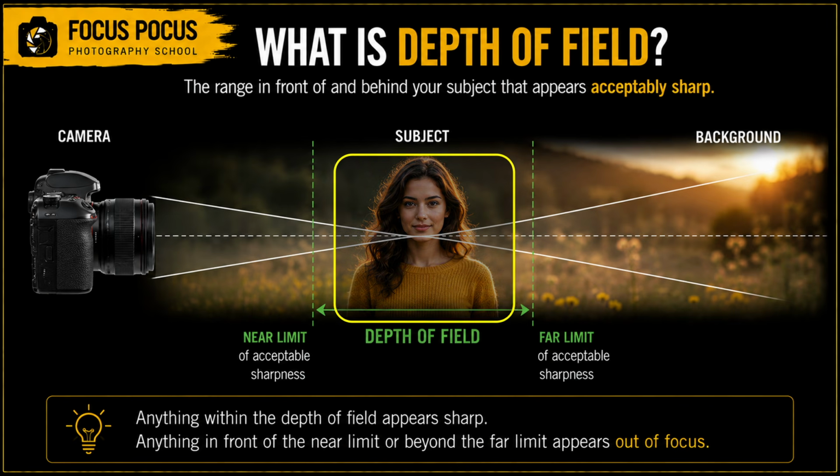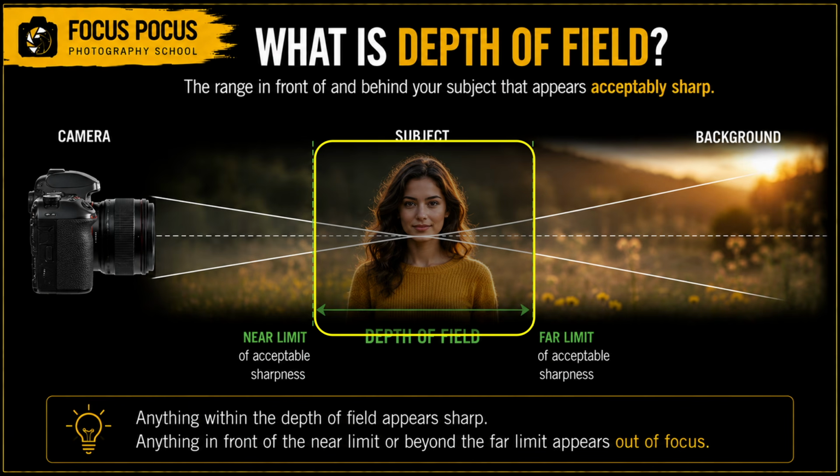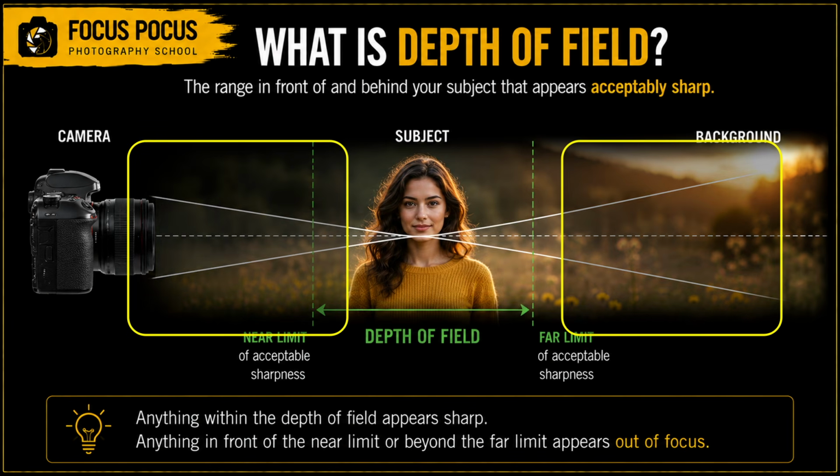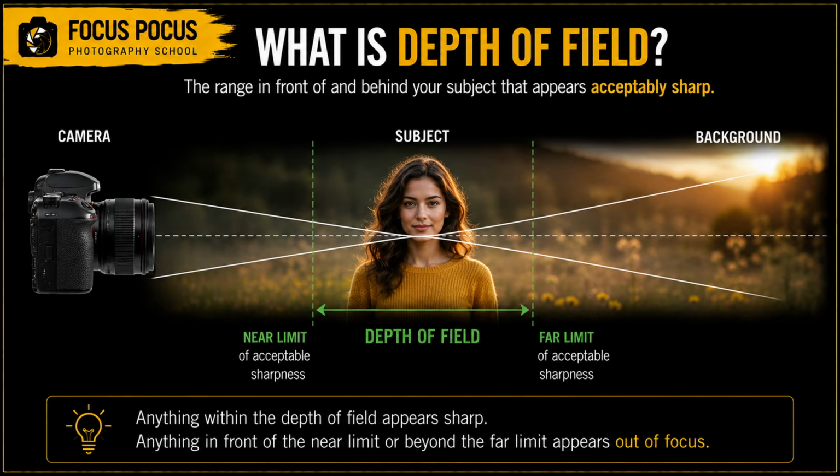But notice there's also a zone around that focus point where objects still appear sharp enough to our eyes. This entire sharp zone is called the depth of field. Anything closer than this zone gradually becomes blurred. So when photographers talk about depth of field, they're simply talking about how deep this sharp zone is.